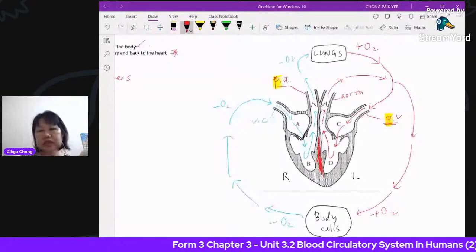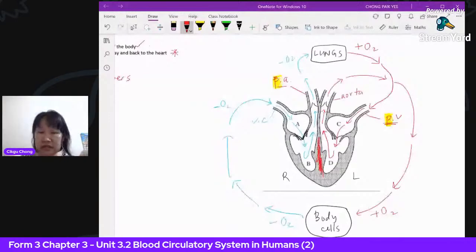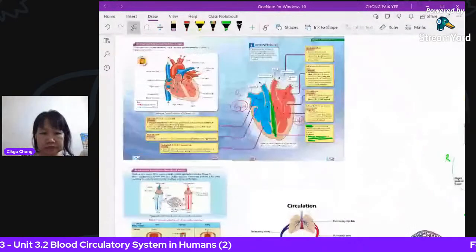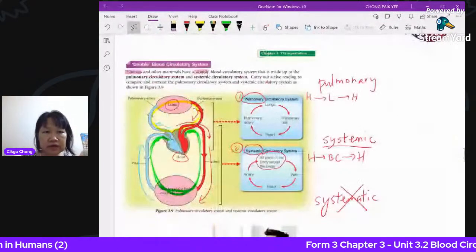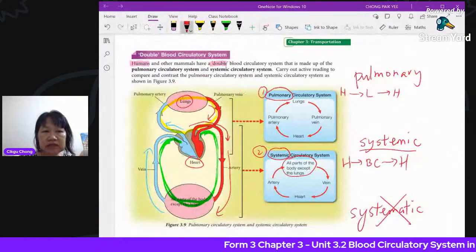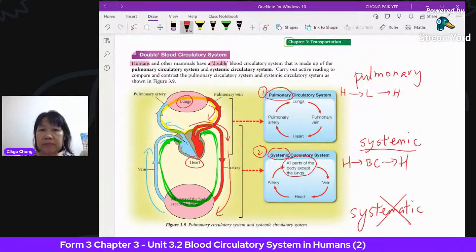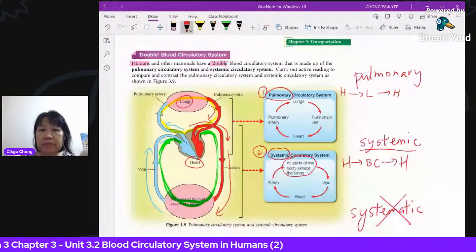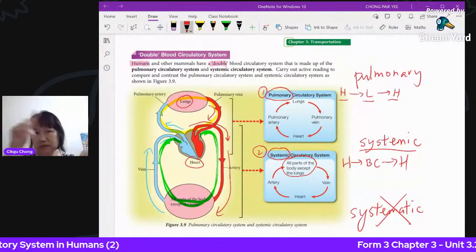And also in the lesson the other day, you have 2 loops. We call it a double circulatory system. Double, because when the blood comes out from the heart, it goes to the lung and comes back to the heart. This is considered the pulmonary circulatory system, from the heart to the lung and back to the heart. That is one small loop.